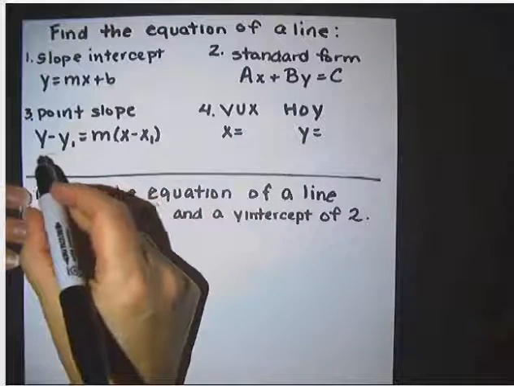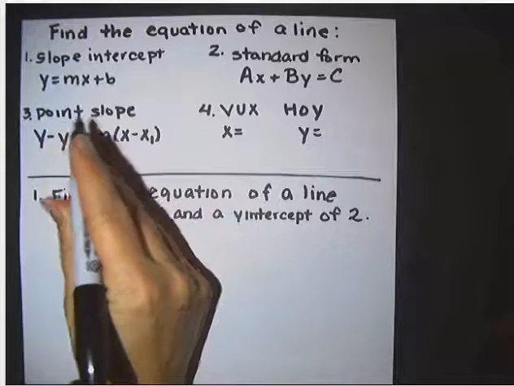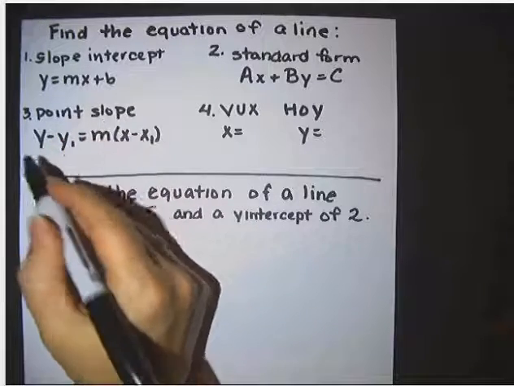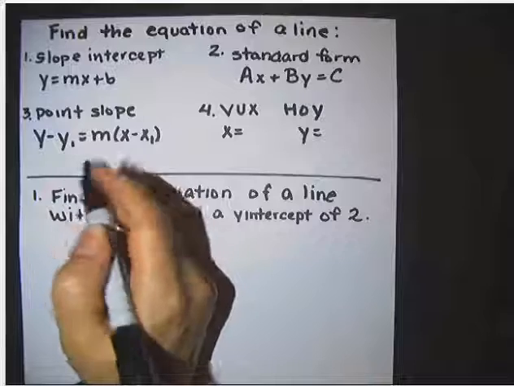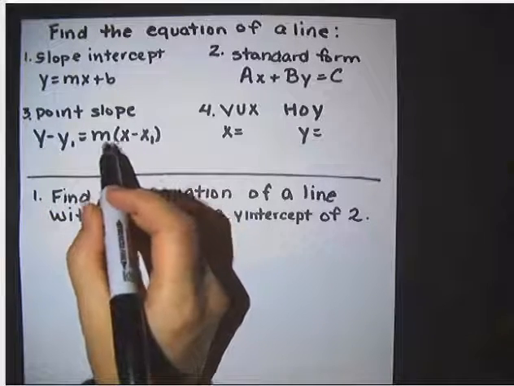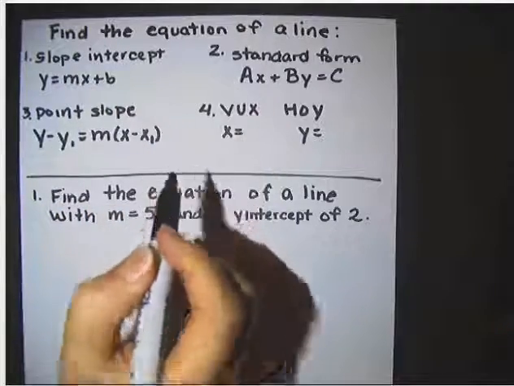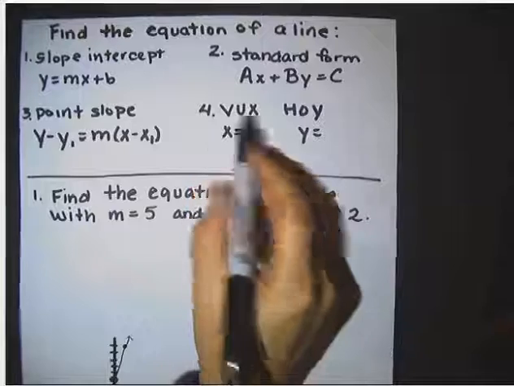Point slope form is the best form to use when you have a point and a slope and you want to move it into an equation. So we will be using that a lot here. You rarely leave it this way. You usually want to move it into slope-intercept form or into standard form. And don't forget your vertical and horizontal lines.